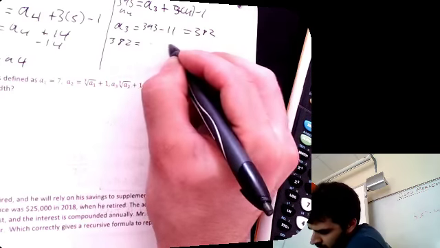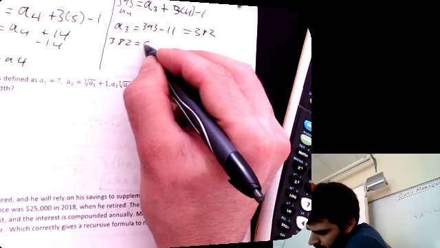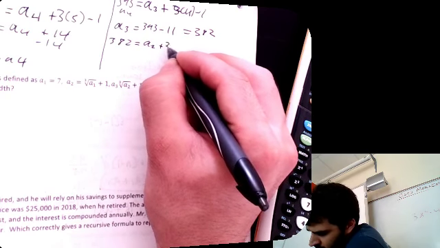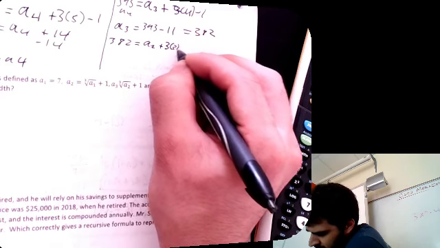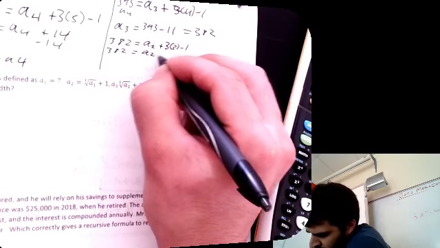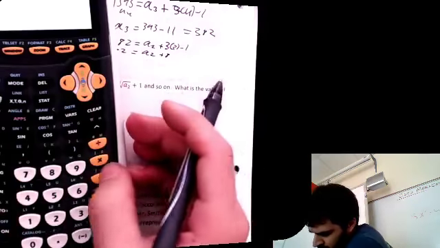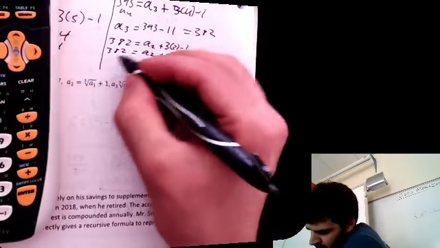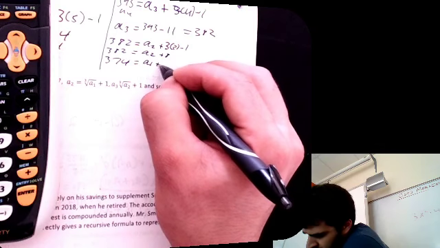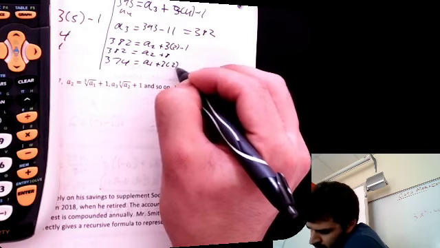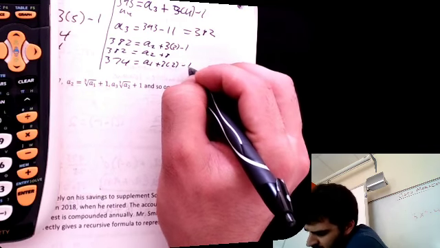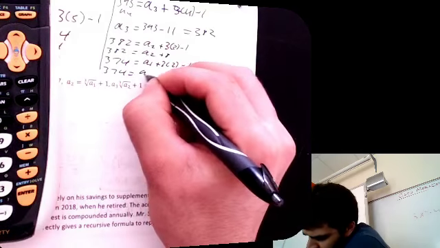382 is equal to A2 plus 3 times 3 minus 1, which is going to be 382 equals A2 plus 8. So 382 minus 8 is 374. So 374 is equal to A1 plus 3 times, this is the second term, 2 minus 1. So that means 374 is equal to 3 times 2 is 6 minus 1 is 5. So 374 is equal to A1 plus 5.